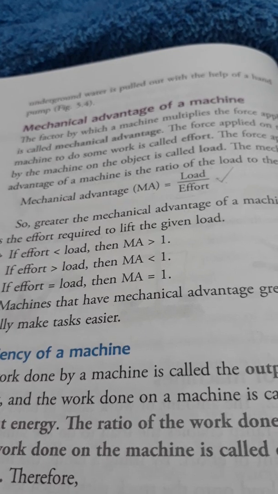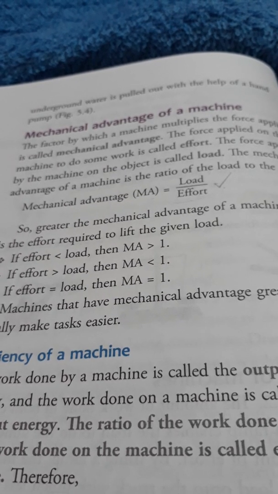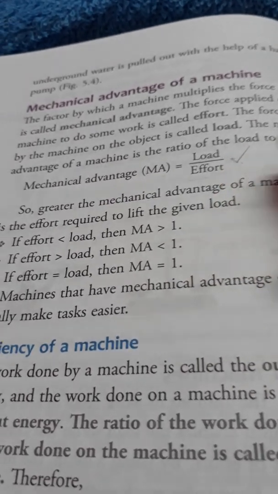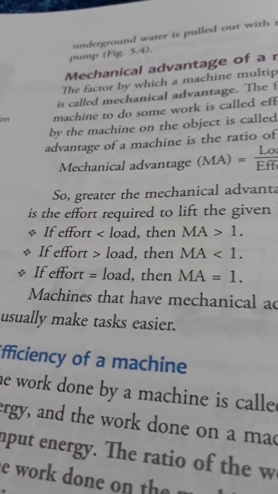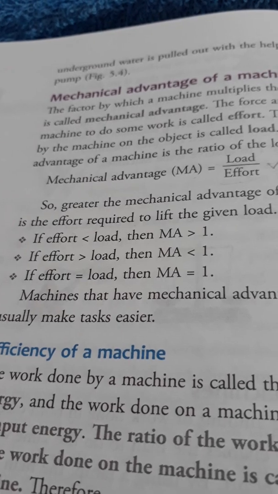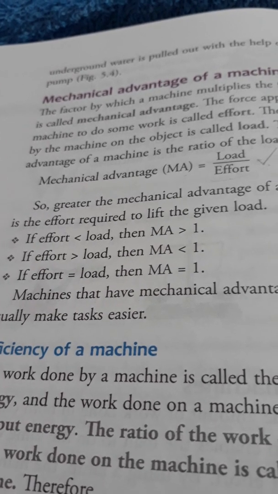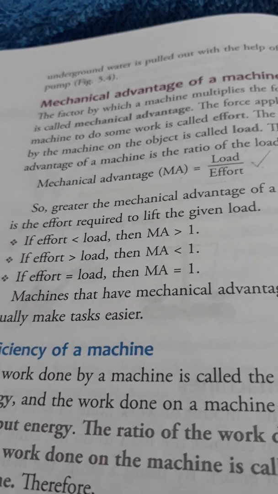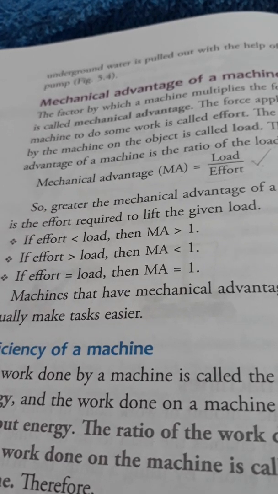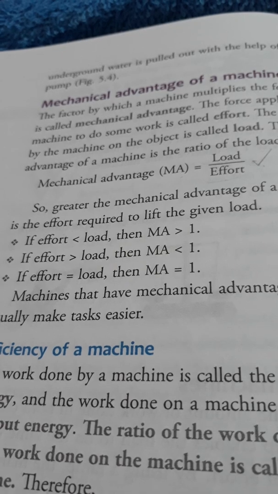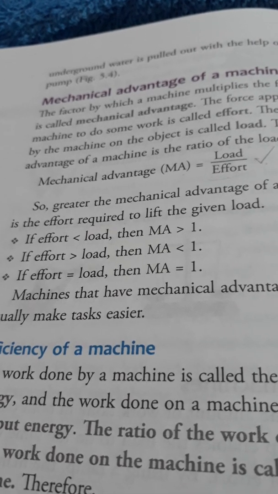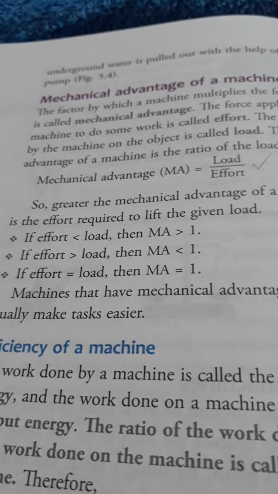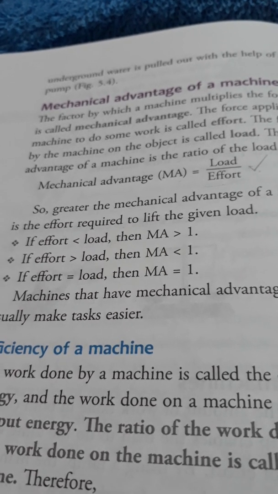Mechanical advantage has no unit, because you see here mechanical advantage is the ratio of the load to the effort. That's why it has no unit, because load and effort are the same physical quantity. We will see later that both have the same unit. So that's why the mechanical advantage has no unit, since it is a ratio.